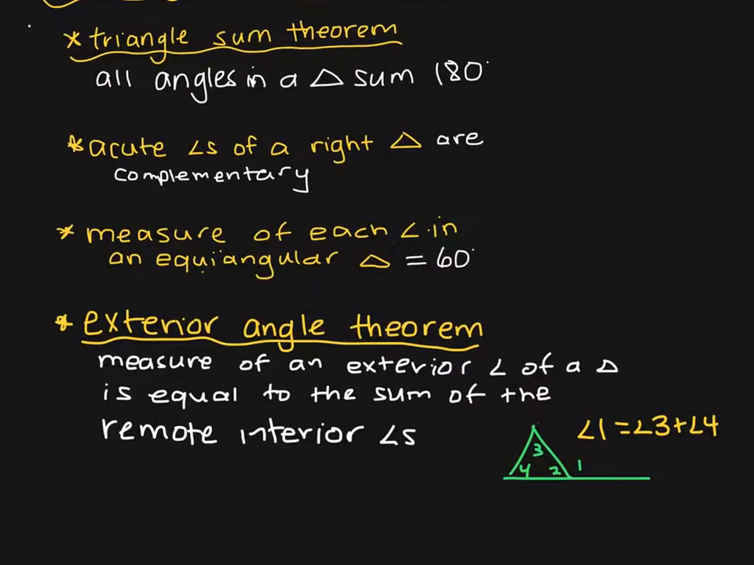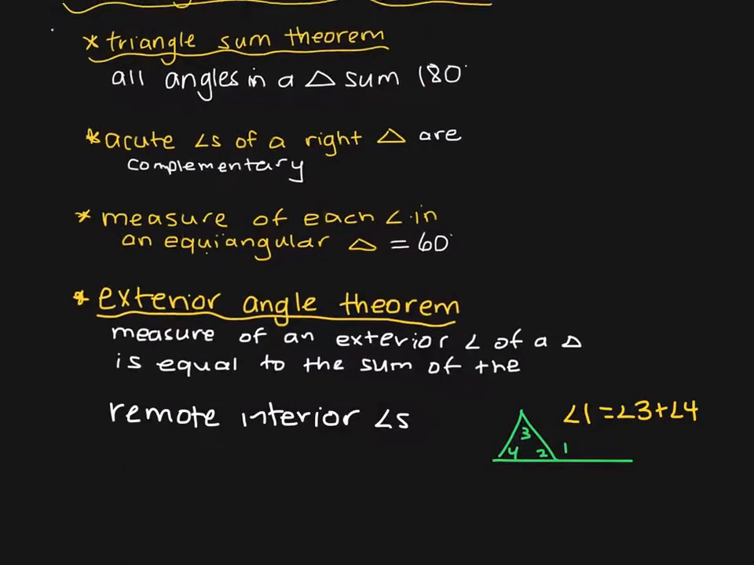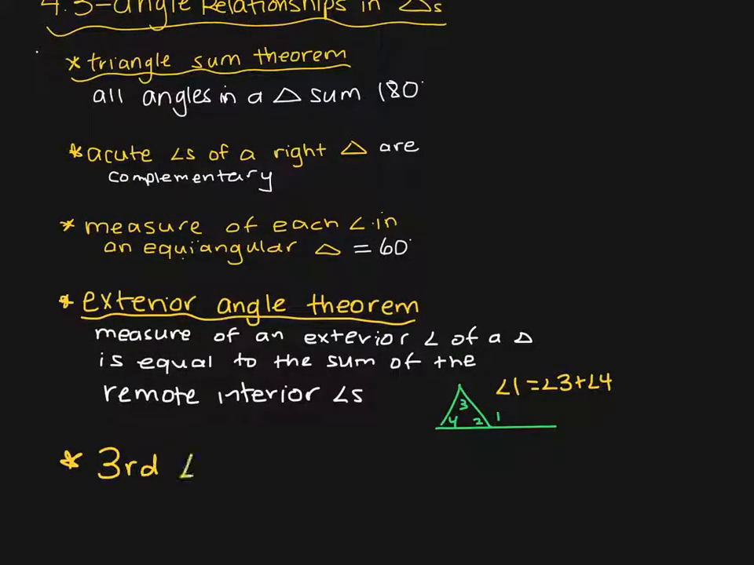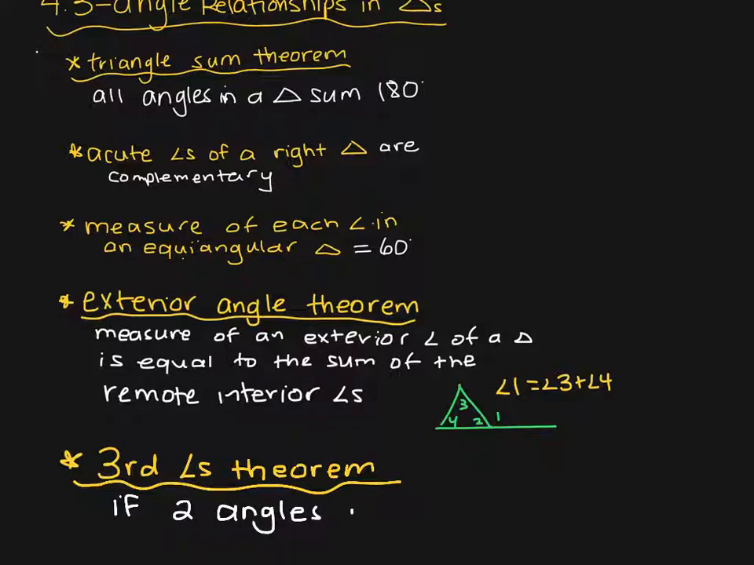And then the last theorem or corollary in this section is the third angles theorem. So they say angle 1 is 40 for the one above. Would 2 be 40? No, they're not necessarily equal. If you knew 3 and 4, you could find 1. Or if you knew 1 and 4, you could find 3. So you have to have 2 of those 3.